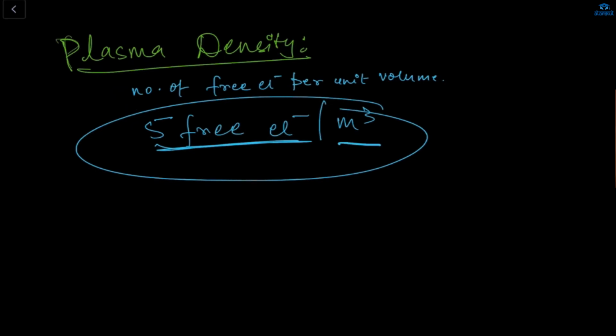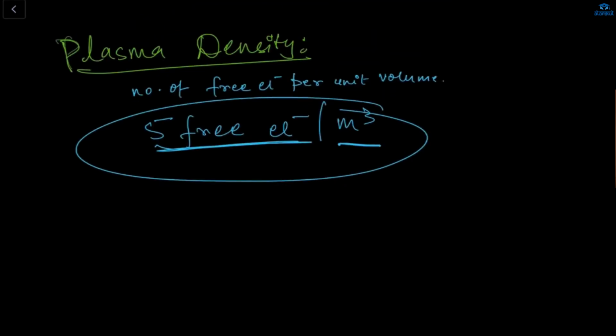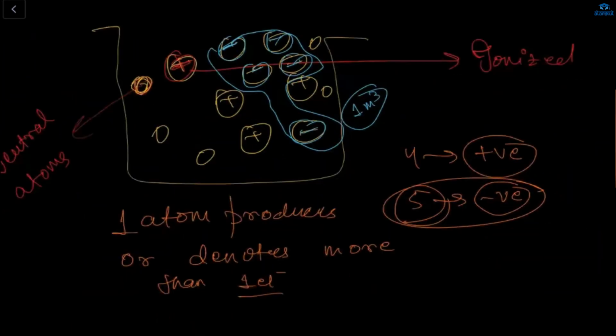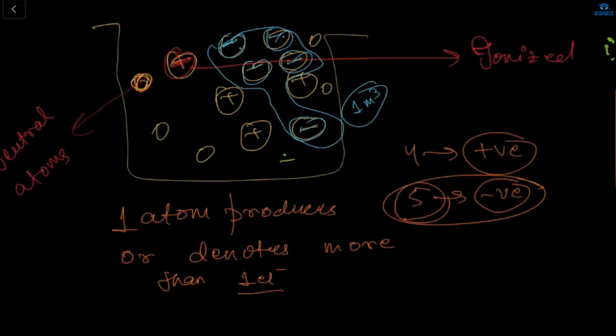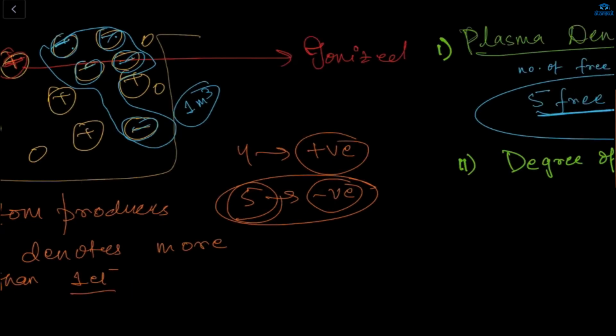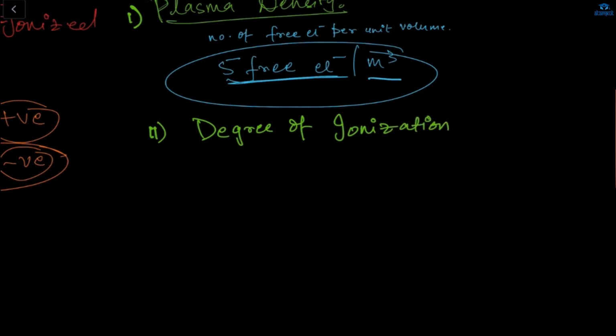Now let's learn about the degree of ionization. This is one term, and the second term is degree of ionization. Razi, if in this container one more negative charge is there, then what will be the plasma density? Ma'am, 6 free electrons per meter cube. Yes, very good. 6 free electrons per meter cube.